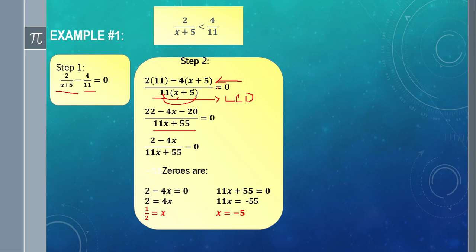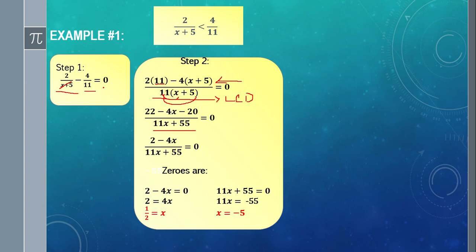If you're asking how we get this one, going back to our step 1, let's look at that. 11 times x plus 5, or the LCD, divided by x plus 5. We can cancel out x plus 5 here. X plus 5 will be canceled. And then the remaining value will be 2 times 11, because we still have 11 on our LCD.